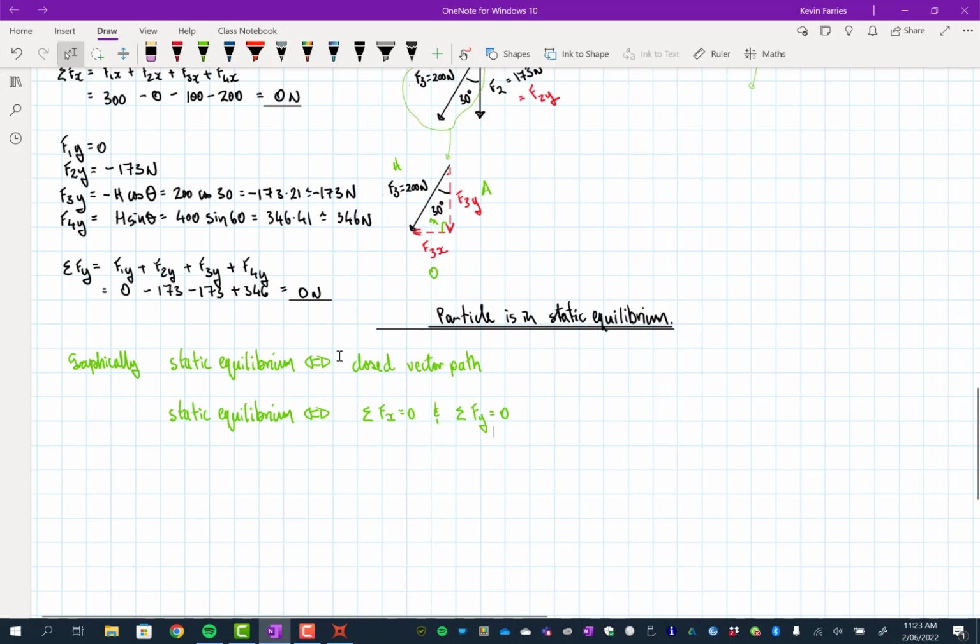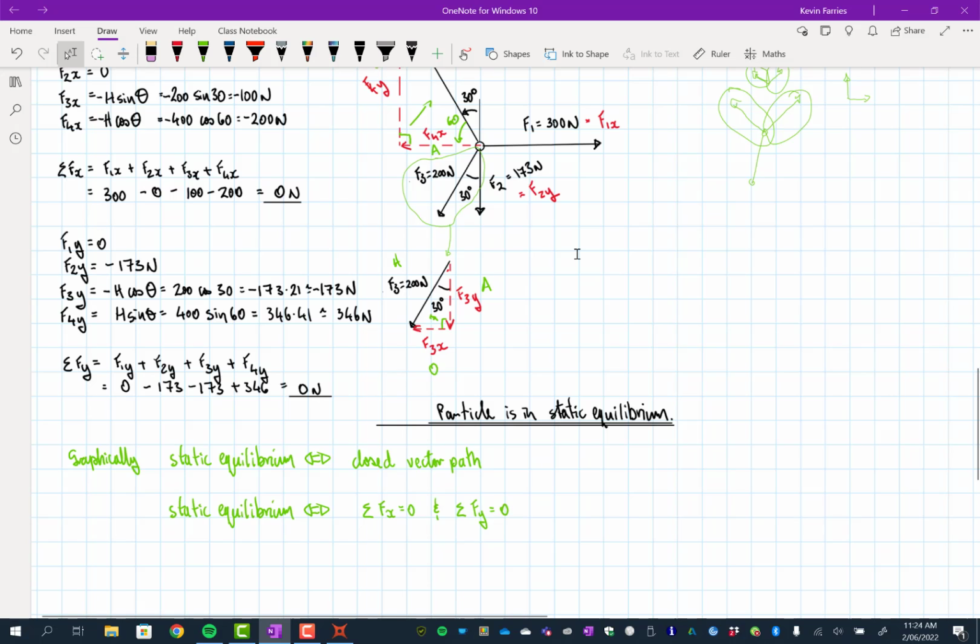Another way you'll read this in the textbooks is they'll say this is a necessary and sufficient condition. So all it means is if you've got static equilibrium, you'll have to have a closed vector path. But similarly, if you have a closed vector path, you must have static equilibrium. Or if you've got static equilibrium, the sum of your x and y components will be 0. Alternatively, if the sum of your x and y components are 0, then you'll have static equilibrium. Okay, so that's looked at static equilibrium. Let's have a look at how we can use static equilibrium to find some forces.